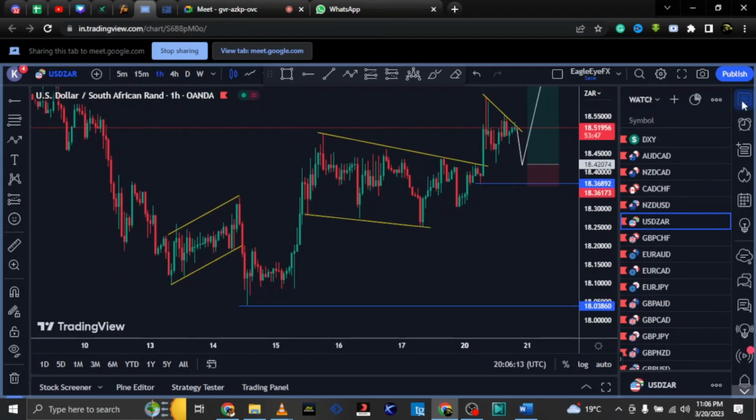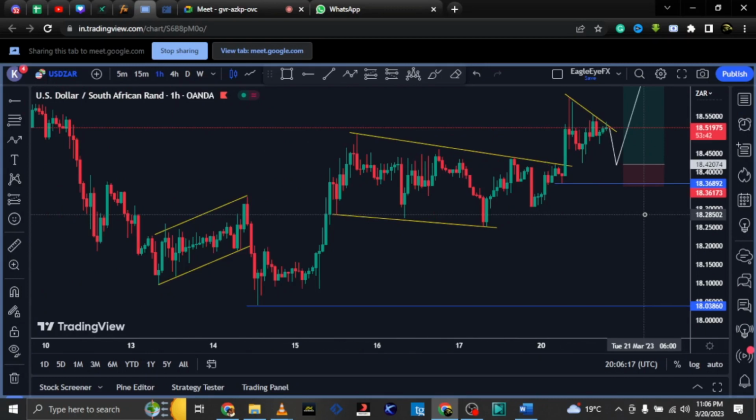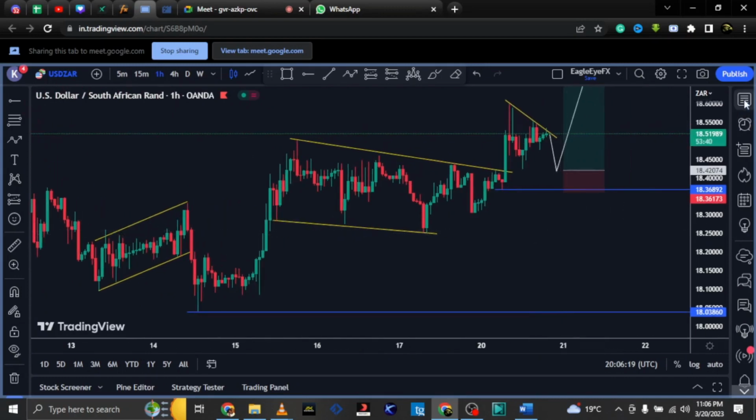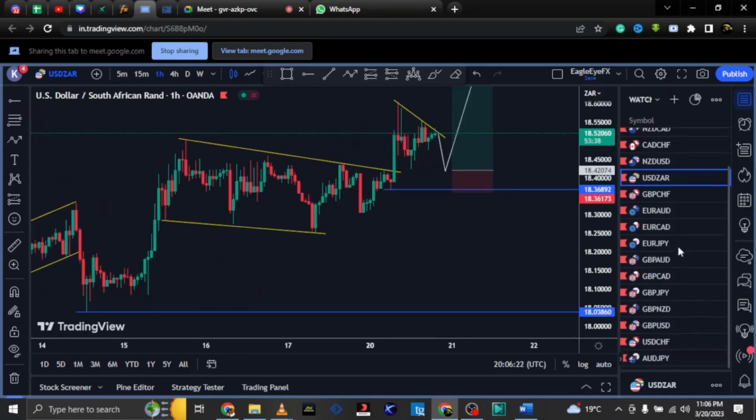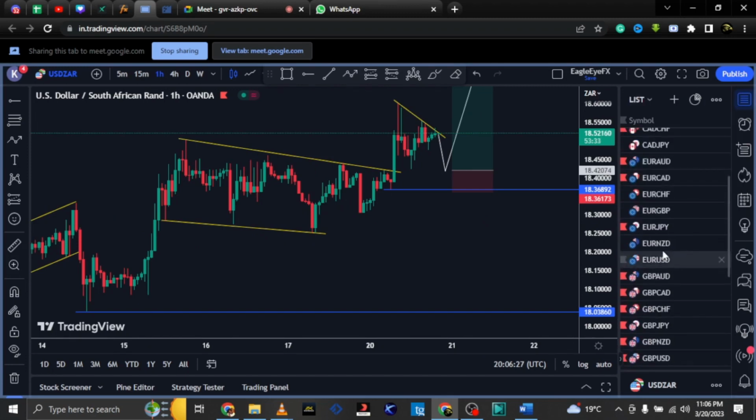Any other thing? Any question? Any contributions? Eagle-Eye? Yes. You can look at Euro Pound. Euro GBP.